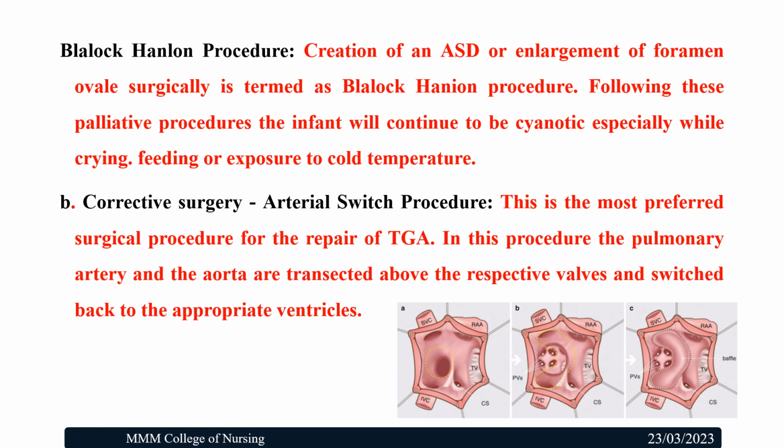This is the most preferred surgical procedure for repair of TGA. What happens in this procedure is the pulmonary artery and aorta are transected above the respective valves and switched back to the appropriate ventricles. So the defect is being directly resected and corrected. In our hospital, you can witness babies undergoing this kind of surgery. Yes, and the babies are recovering very nicely.